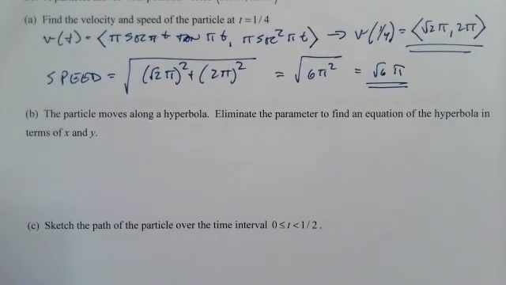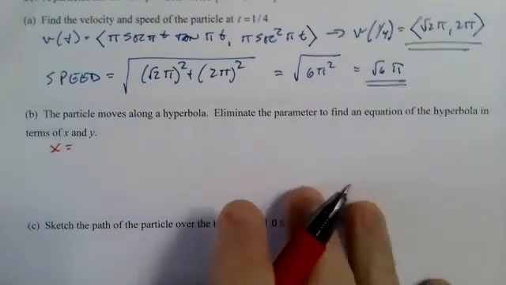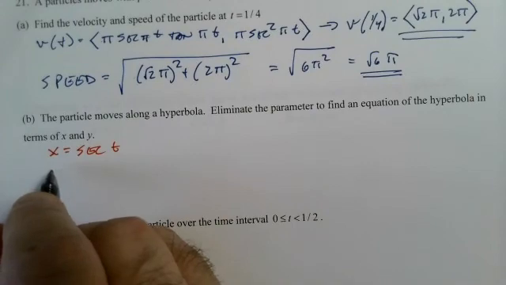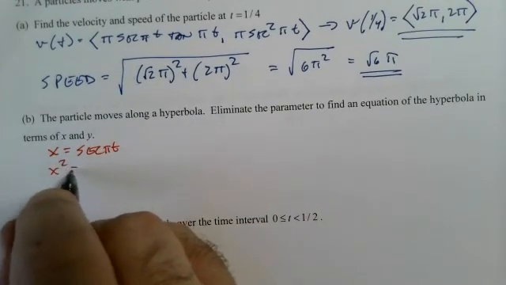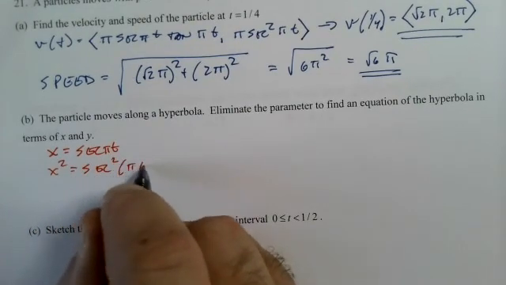This particle is moving along a hyperbola. Yeah, I think so. Eliminate parameter. That's hard. x equals secant of pi t, my bad. Let's square it. x squared equals, why are we squaring it? I don't know. See if it works.